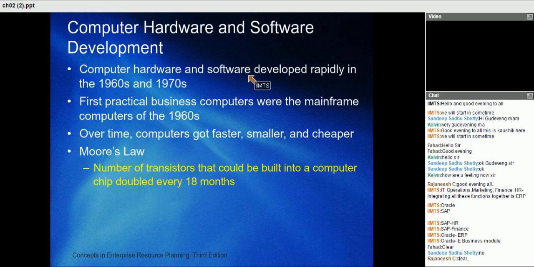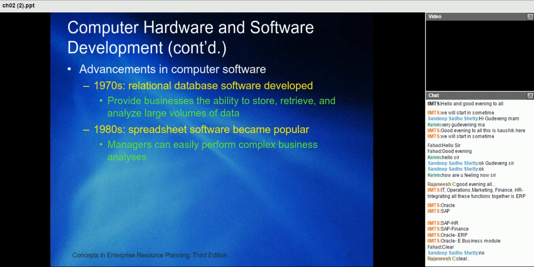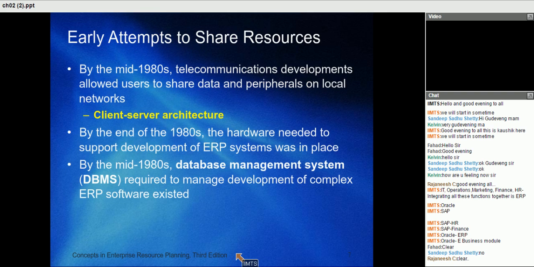So computer hardware and software development. Computer hardware and software developed rapidly in the 1960s and 1970s. The first practical business computers were the mainframe computers of the 1960s. Over time, computers got faster, smaller and cheaper. So this is how computer hardware and software has evolved from time to time. We are not getting deep into that because that is not the topic for today's class, so we'll be skipping some of the slides.